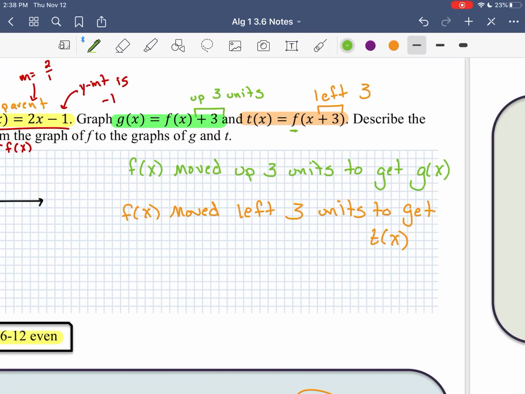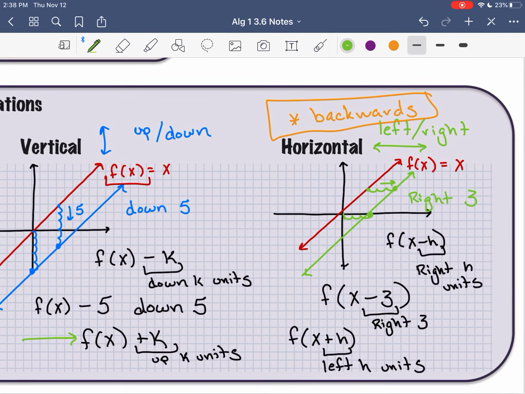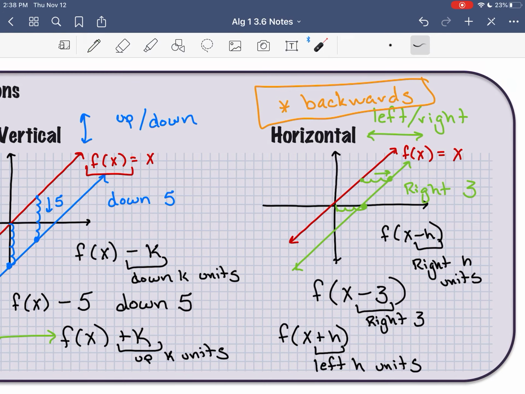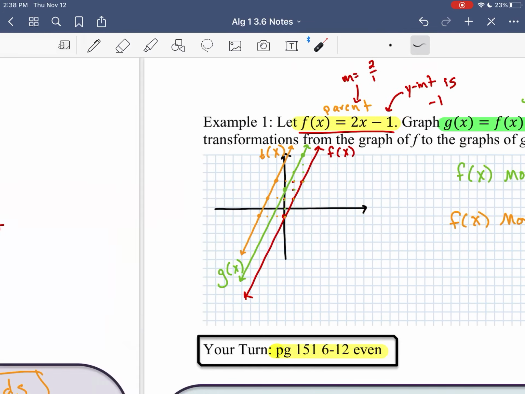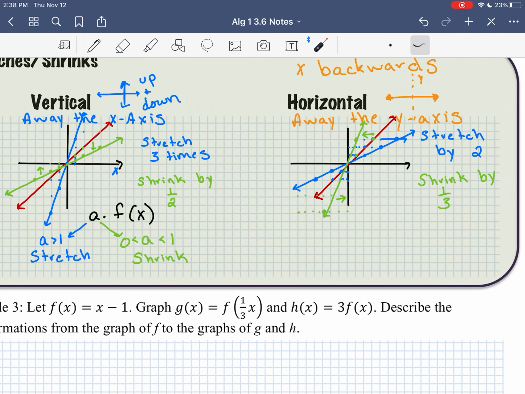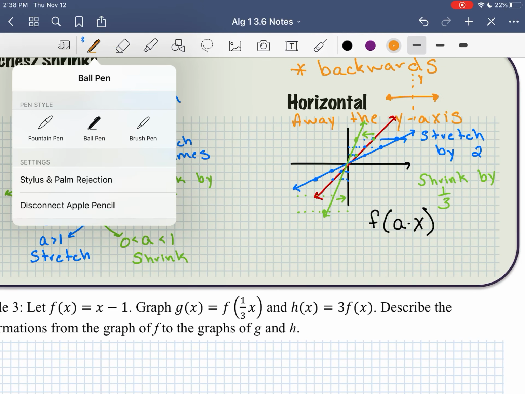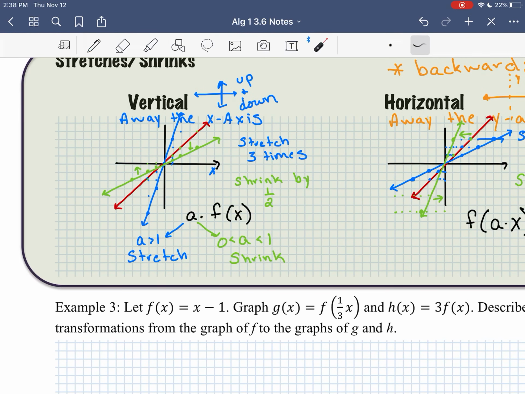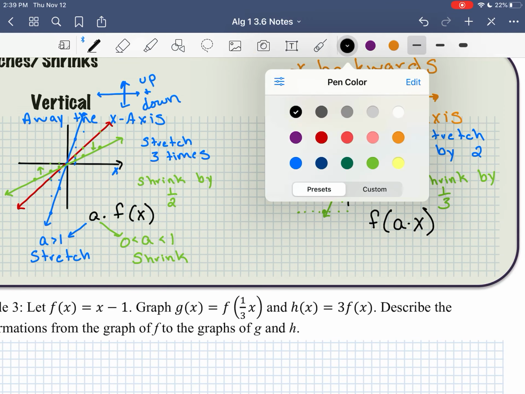Okay, so just like our horizontal translations where we added inside of the function, a horizontal stretch or shrink is going to multiply inside of the function. So we'll have f of a times x. So it's multiplied there inside. And we talked about here it works backwards. I should make that a star, not an x. Okay, it works backwards. So unlike over here, where if a is bigger than 1, it's a stretch, and if a is less than 1, it's a shrink, this is going to go backwards.